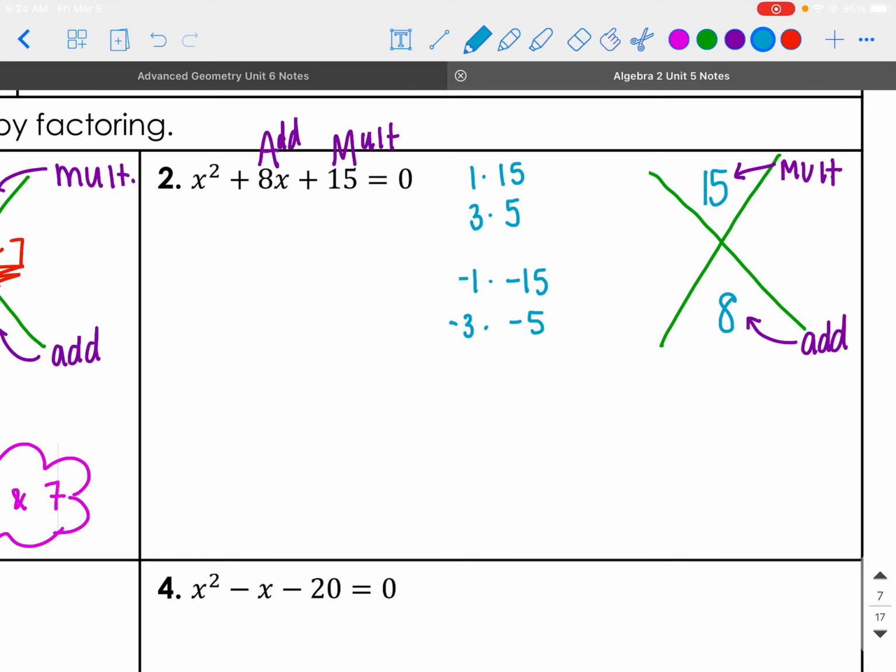Okay, now let's see what happens when we add them. 1 and 15 makes 16.